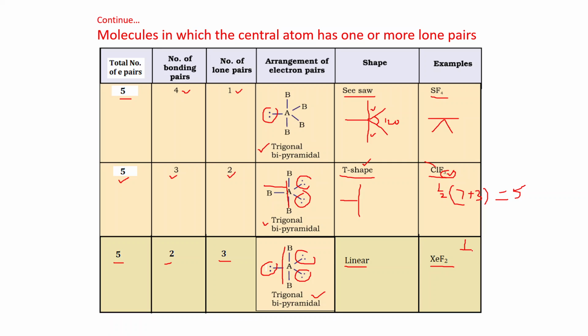Again, see how you can find out the total number of electron pair. Half of the valence electron in xenon when it is free, 8. Monovalent surrounding atom, this 2. Okay, and no charge. That's why this is equal to 5. Out of 5, 2 are bond pair and remaining 3 are lone pair. These 3 lone pairs arrange themselves to keep the repulsion minimum at equatorial position. That's why the shape of XeF2 is linear.